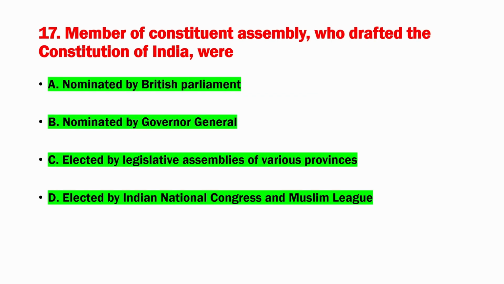17. Members of the Constituent Assembly, who drafted the Constitution of India, were. The correct answer is C, elected by legislative assemblies of various provinces.